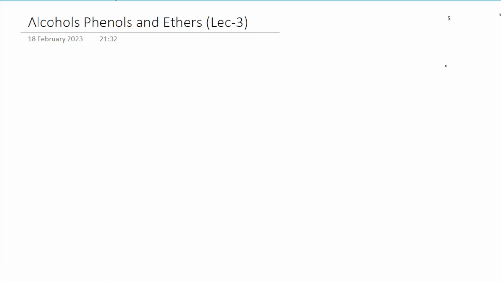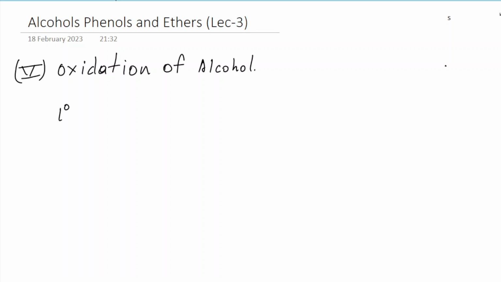Now we will proceed further with other different properties of alcohols, phenols and ethers. Here we will be considering the oxidation of alcohols. See, the alcohol can be primary, secondary or tertiary. If the alcohol is a primary alcohol, then on oxidation it will get oxidized to aldehyde.